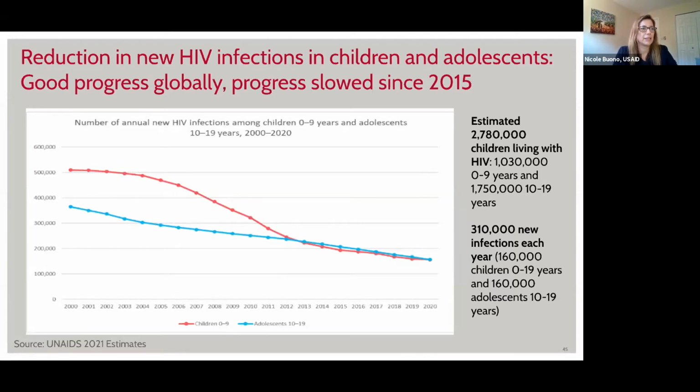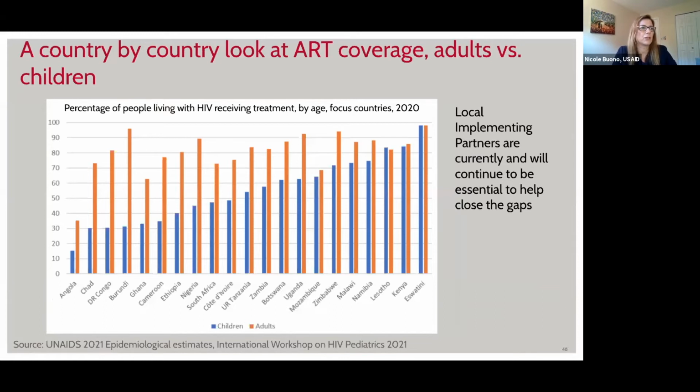Next slide, please. When we take a country by country look at the ART coverage for adults and children, on this graph, you'll see children represented by the bars in blue and adults in orange. Most countries have a significantly smaller proportion of children living with HIV on treatment, and particularly the countries to the left. Some countries have a very large difference, and just to highlight a few of the countries that have around 90% of adults on ART, but at or less than 70% of children include Burundi, Nigeria, Uganda, and Zimbabwe. So we really hope that our local partners can continue to help us close these gaps.